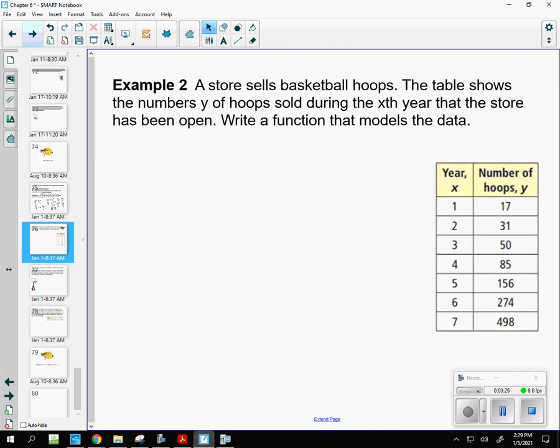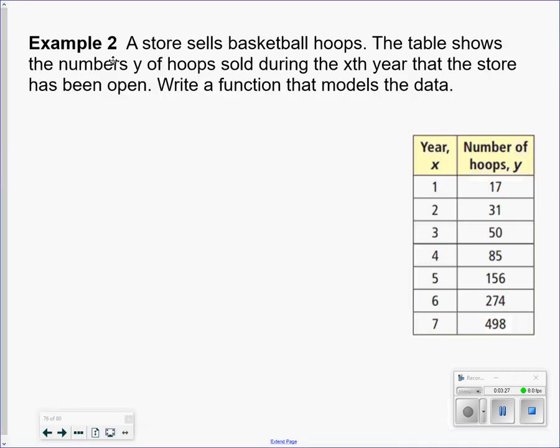Next, let's try this again with a word problem. A store sells basketball hoops. The table shows the number y of hoops sold during the x year the store has been open. Write a function that models the data. So we're talking about an exponential question, so I'm going to use y equals a b to the x.